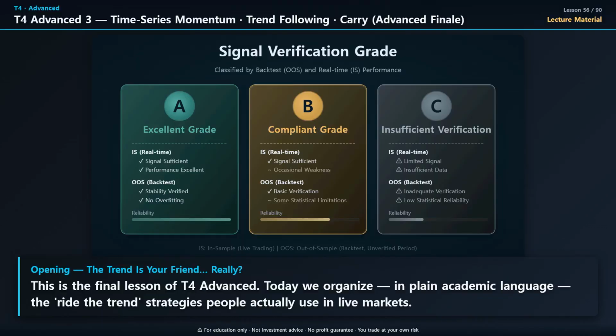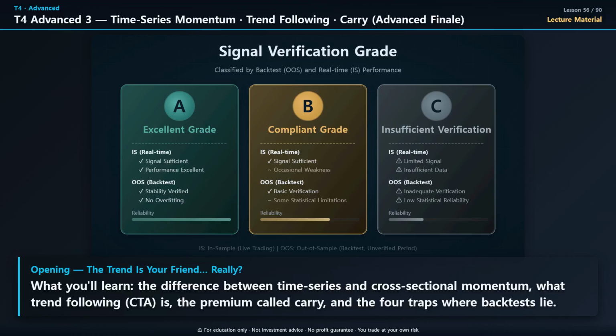This is the final lesson of T4 Advanced. Today we organize, in plain academic language, the ride-the-trend strategies people actually use in live markets. What you'll learn: the difference between time series and cross-sectional momentum, what trend following, CTA, is, the premium called carry, and the 4 traps where backtests lie.